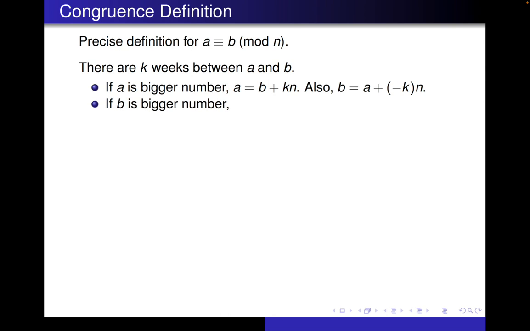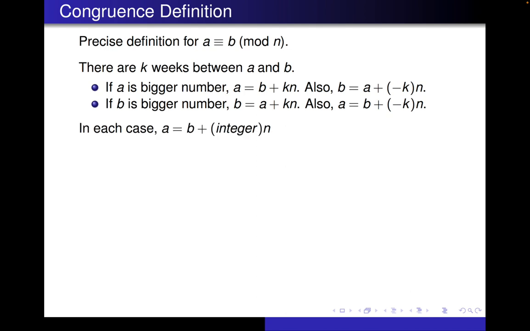Now, if B is the bigger number, let's see what's happening there. It's exactly the same reasoning, except since A is smaller, it's k weeks behind, so we've got to add those k weeks, that's k times n days, to get from A to B. So B is equal to A plus k times n. And just as before, if we solve for A, we get A equals B plus negative k times n. If you look at those two lines, they look very similar. They're exactly the same, except the k's and the negative k's are reversed. But remember, k is just any whole number, which makes negative k just the negative of that whole number.